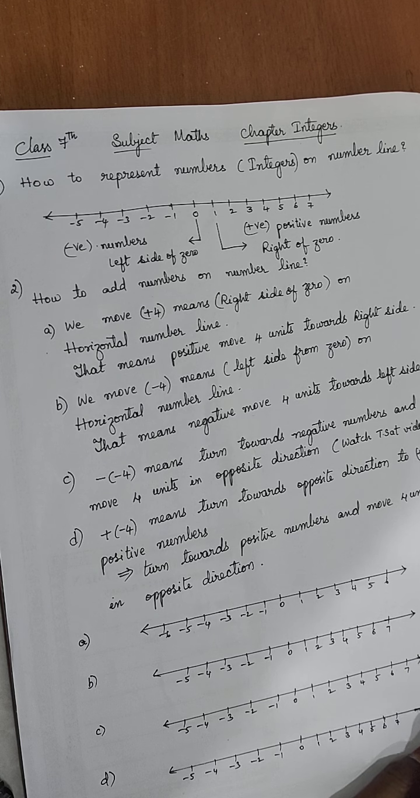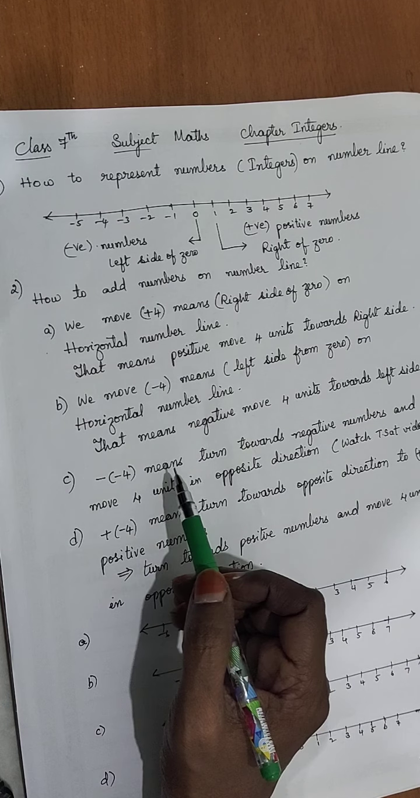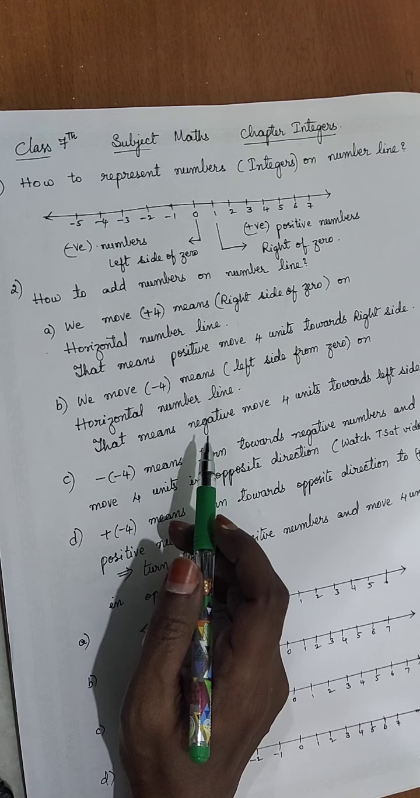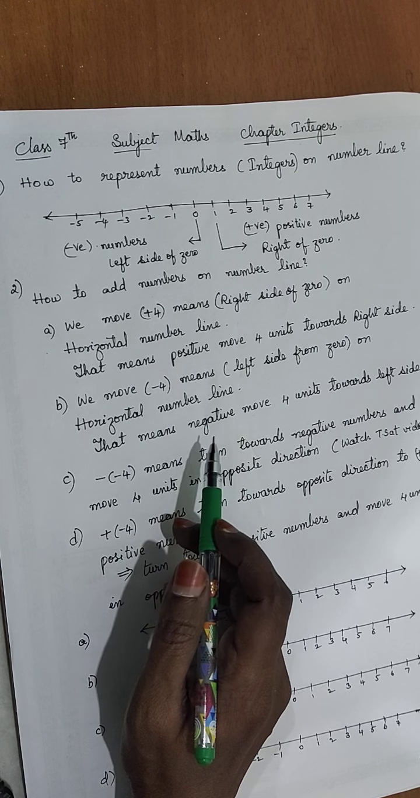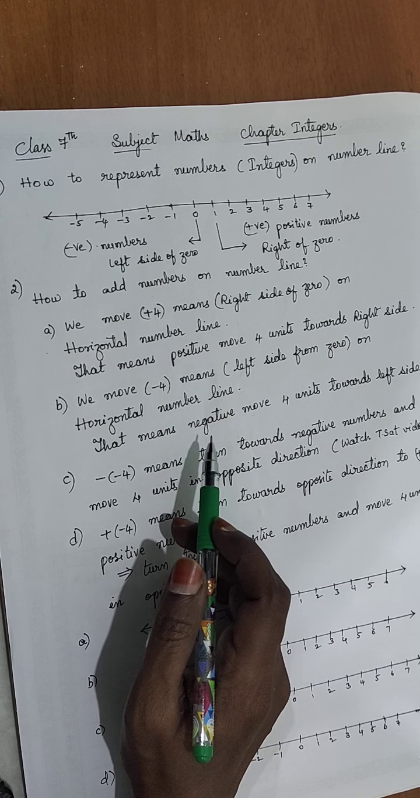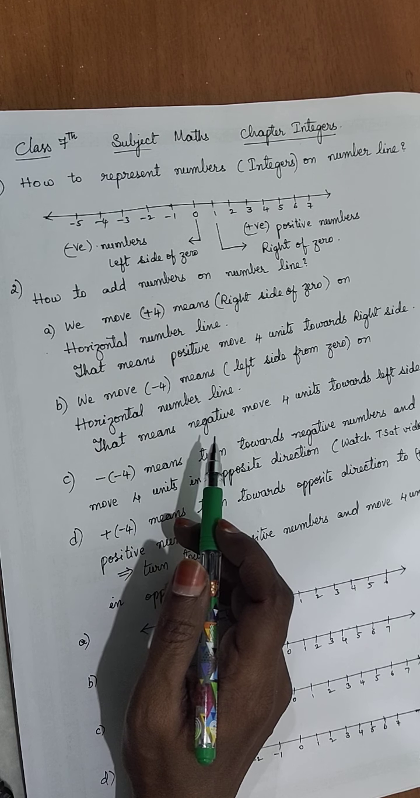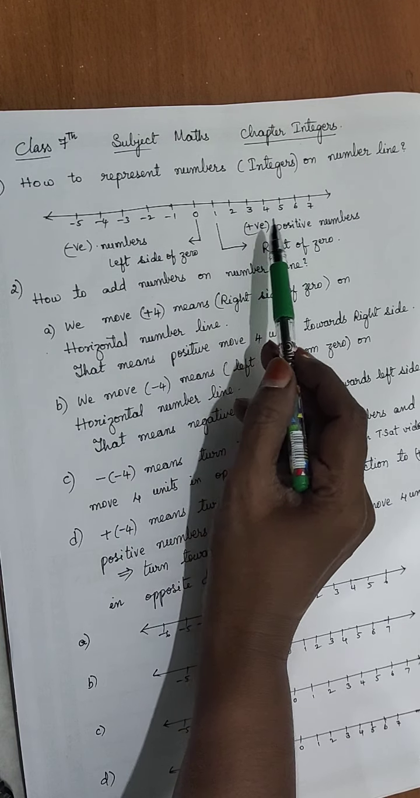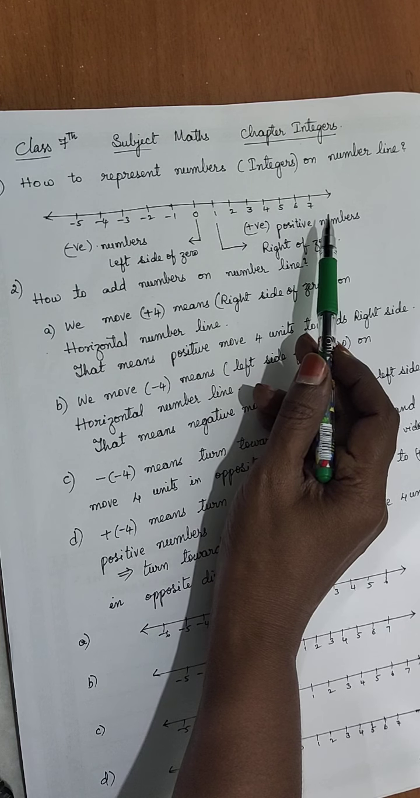Good morning, students. Today we are going to learn the topic of integers in maths for 7th standard. So here today, how to represent the numbers, that is the integers, on the number line. Here you can see a straight line. We know we are familiar with the number line.